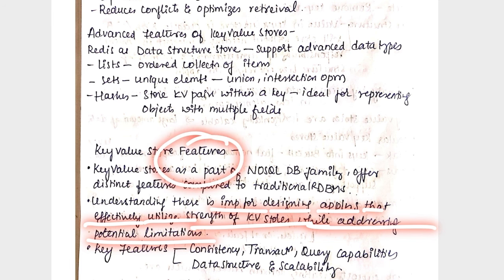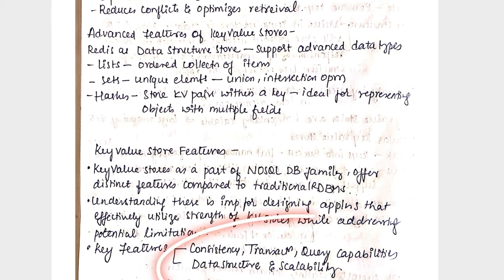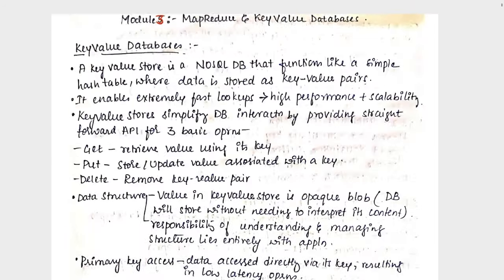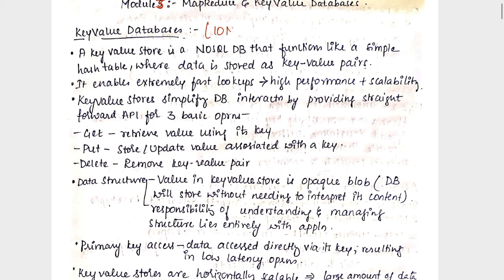There are 5 features here, 1, 2, 3, 4, 5. Out of these 5 features, we will cover all the aspects, all the strengths of key value stores. Along with that, we'll also address the potential limitations. This question could be asked for 10 marks, guys. Straight away, it could be asked for 10 marks. And this question again could be asked for 10 marks.